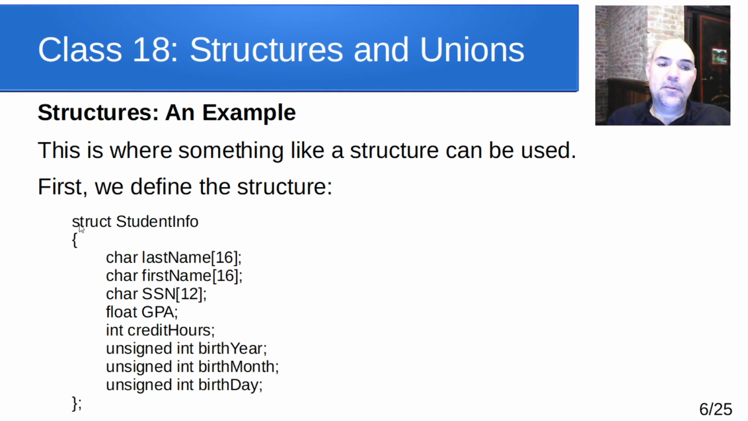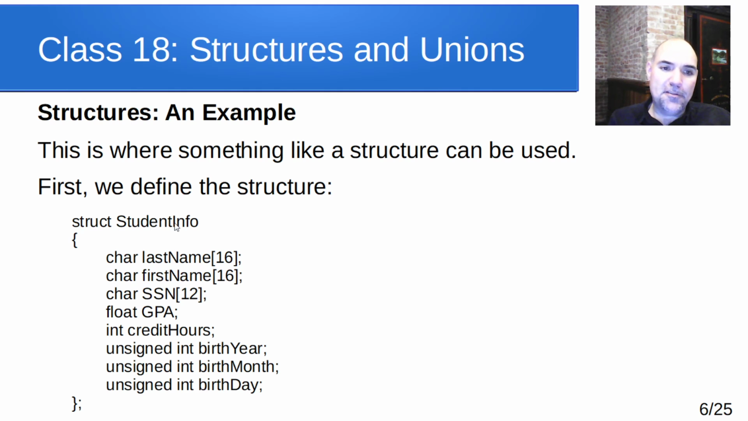To define a structure, we use the keyword struct, which we haven't seen before. That's a new keyword. And then we give that structure type a name. If you've come to this from other programming languages, think of it kind of like a class, but with no methods. It doesn't have functions in it. It only has data attributes in it.